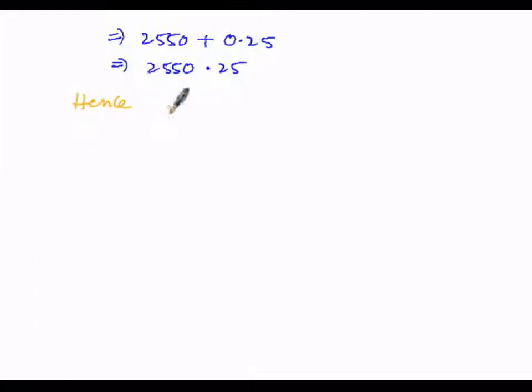That implies 2550 plus 0.25, that implies 2550.25. So therefore this is the value. So here hence, 50.5 whole square is equal to 2550.25 is the value.